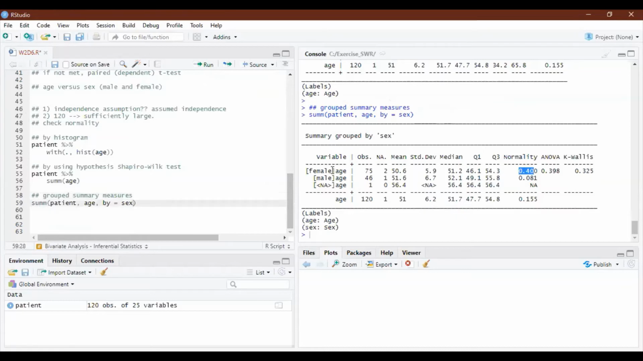So you see for each group, we have a normality test, and this is normal. Every p-value is above 0.05. So we can say that it is normal.